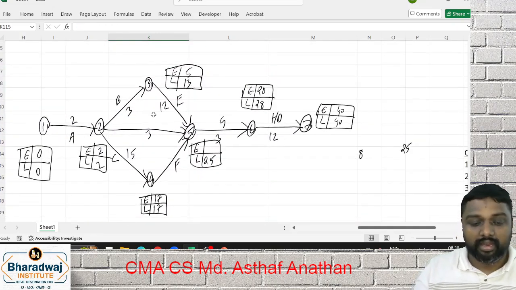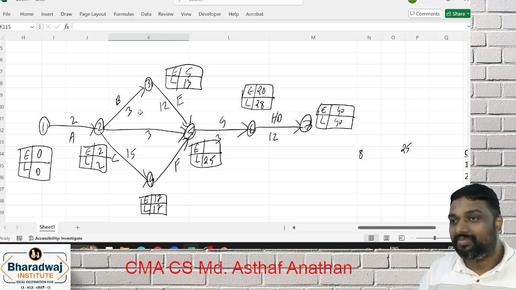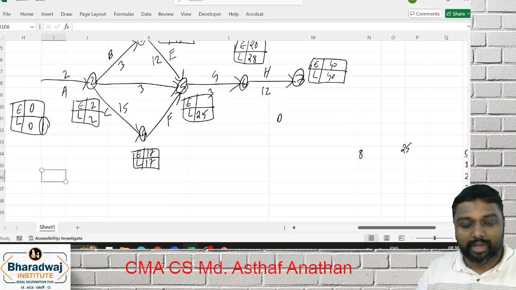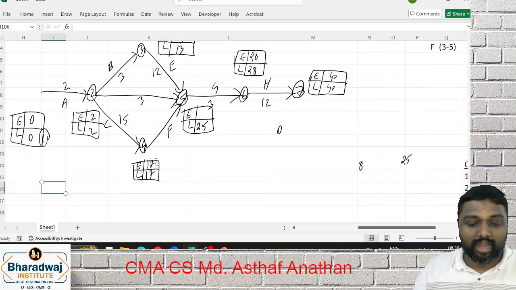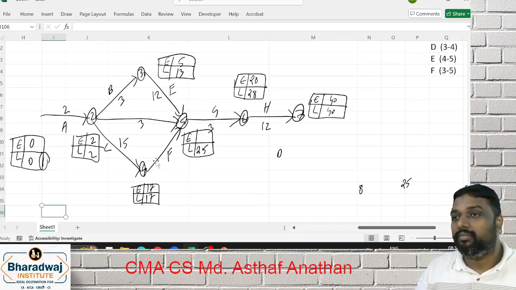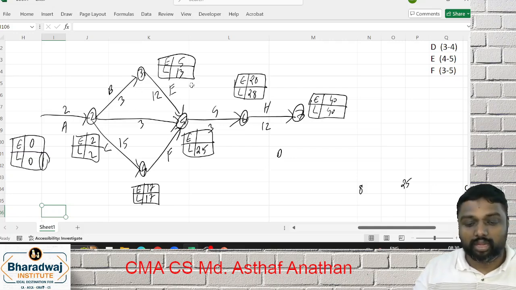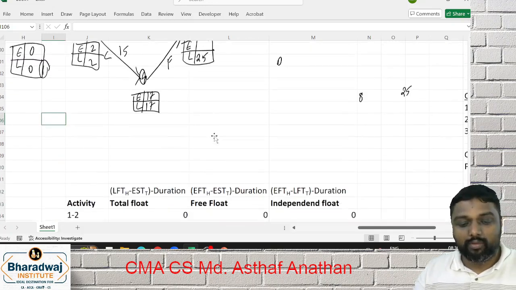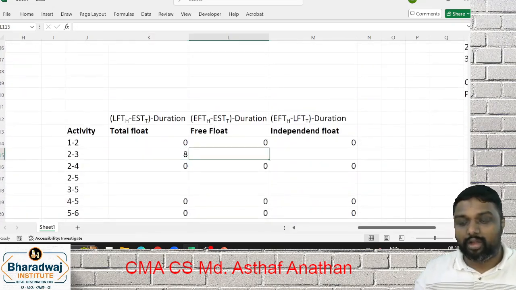We are doing 2 to 3. Here it is 13. 13 minus 2, you will get 11. 11 minus 3, you will get what? 8. So 2 to 3, it will be 8. Am I correct or wrong?